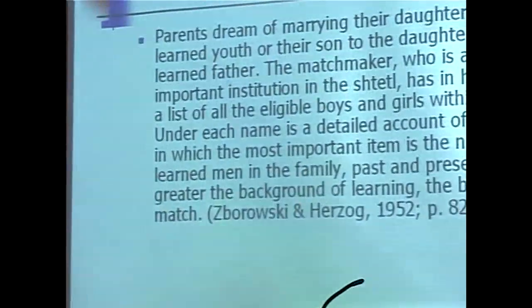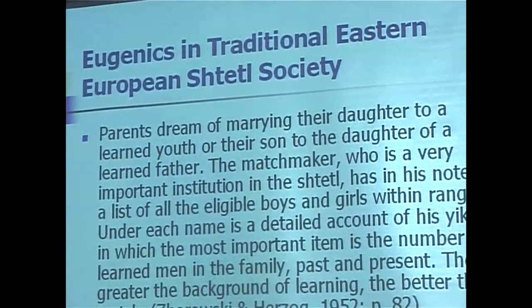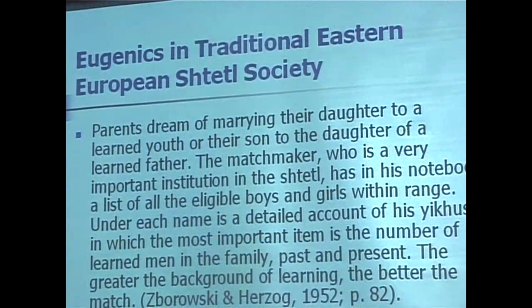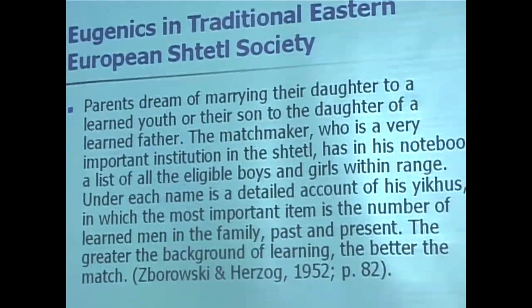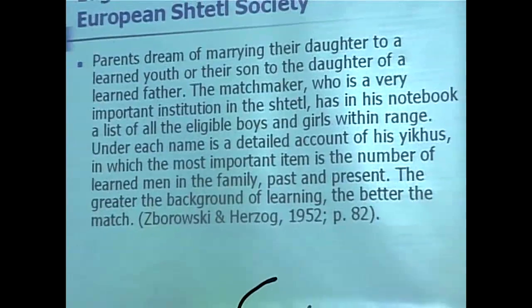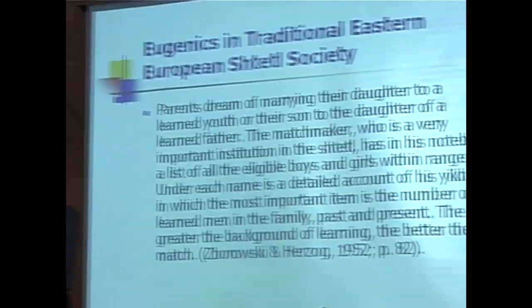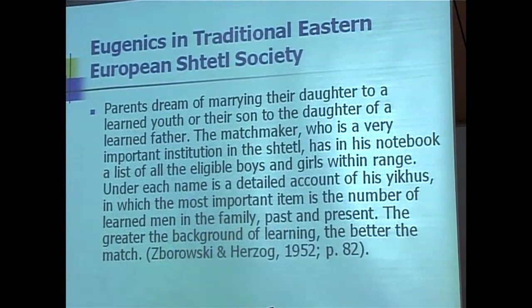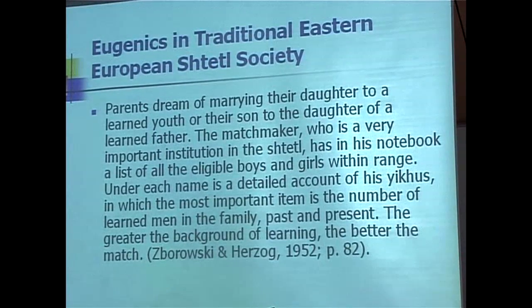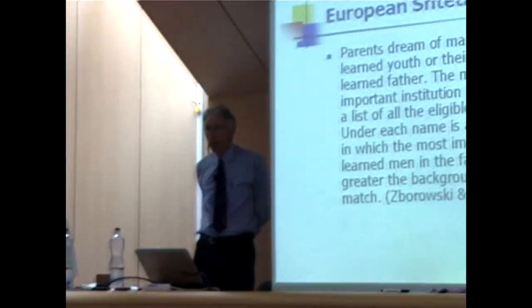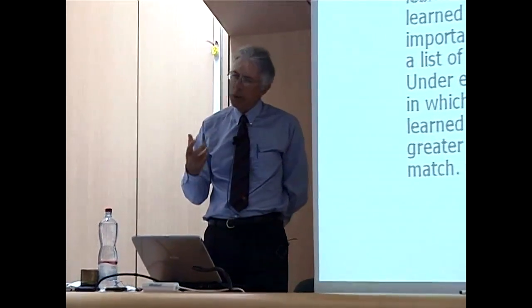And in traditional Eastern European society, this is from the anthropologists Zborowski and Herzog, parents dream of marrying their daughter to a learned youth or their son to the daughter of a learned father. The matchmaker, a very important institution in the shtetl, has in his notebook a list of the eligible boys and girls within range. Under each name is a detailed account of his yikhus, that's his genealogy: how many wealthy ancestors, how many scholars in the background, in which the most important item is the number of learned men in the family. So you can't overestimate the importance of learning and scholarship, intelligence within the community. The greater the background of learning, the better the match.